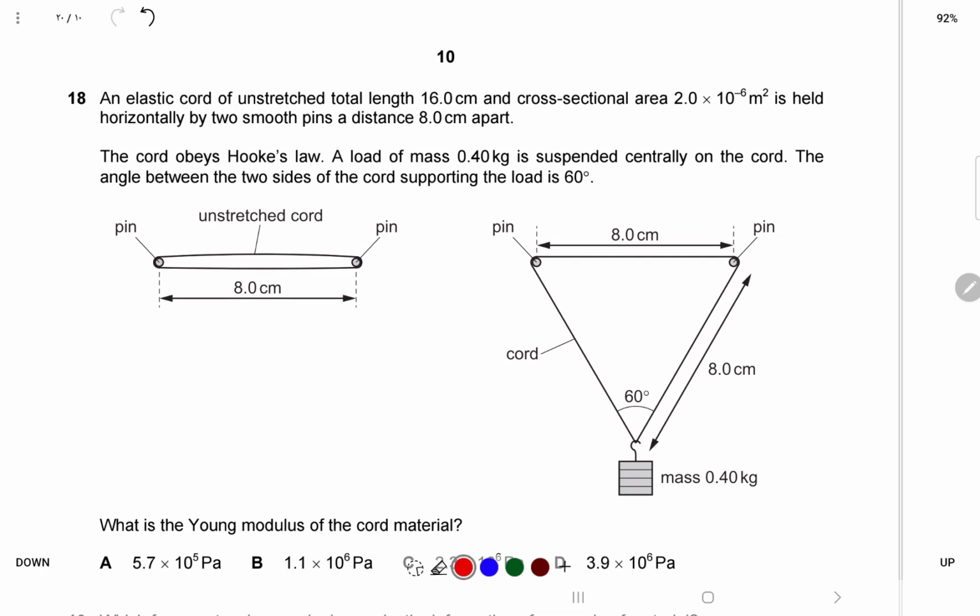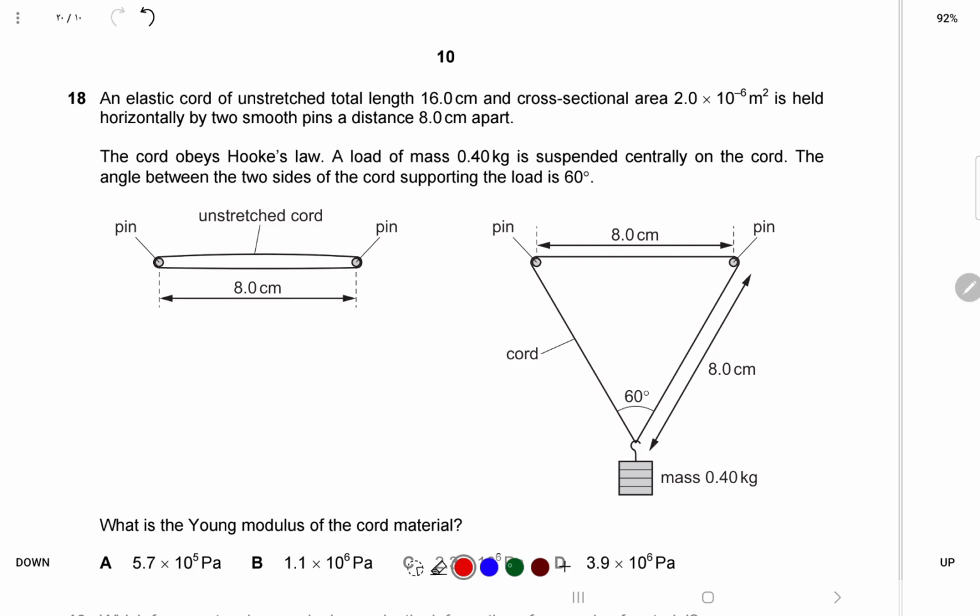Question 18. An elastic cord of unstretched total length 16 centimeters, cross-section area 2 times 10 to the power of minus 6 meters squared, is held horizontally by two smooth pins a distance 8 centimeters apart. The cord obeys Hooke's law. A load of mass 0.40 kilogram is suspended centrally on the cord. The angle between the two sides of the cord supporting the load is 60.